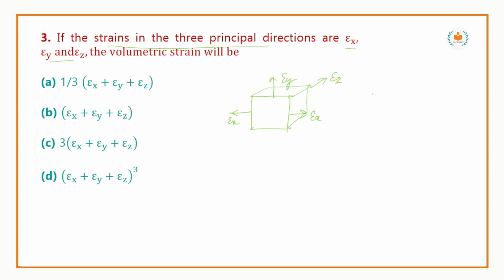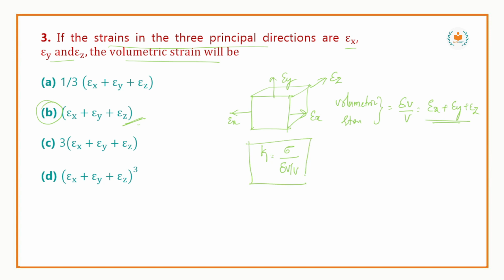So what we take it as epsilon z. Then we define volumetric strain as delta V by V. We consider it as a summation of strain in the three different directions. So here the answer for this particular question, the volumetric strain will be equal to epsilon x plus epsilon y plus epsilon z. Based on this, we define the bulk modulus, that is direct stress divided by the volumetric strain, that is delta V by V. We should remember this definition also. So the answer for this particular question is option B.